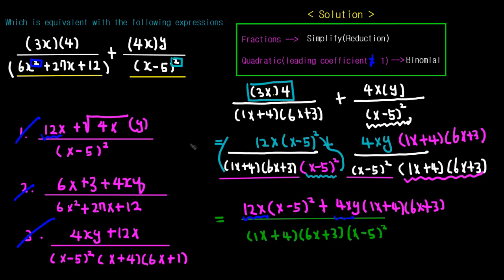So all we have to remember is that in the first step, we need a fraction, which means we need to have a simplification. And then leave every single term except for the quadratic one and convert it into a binomial.